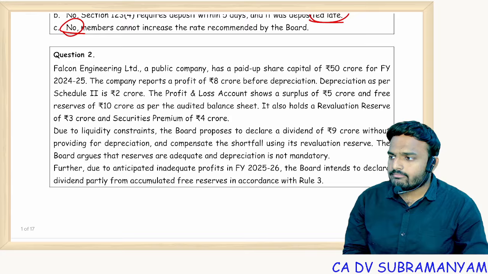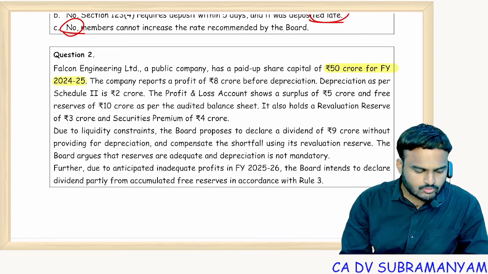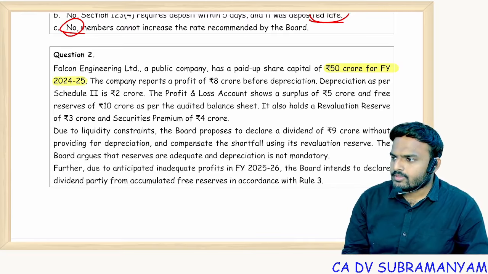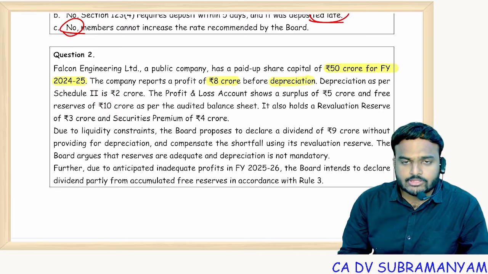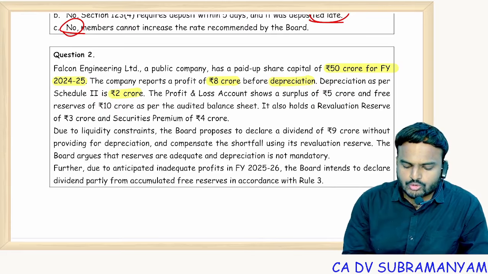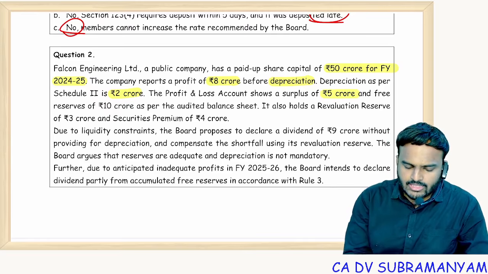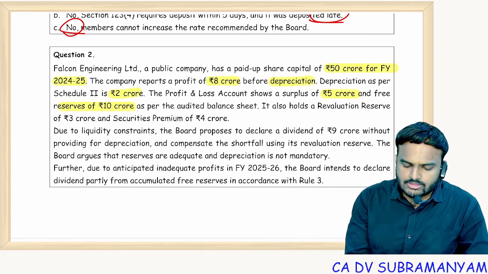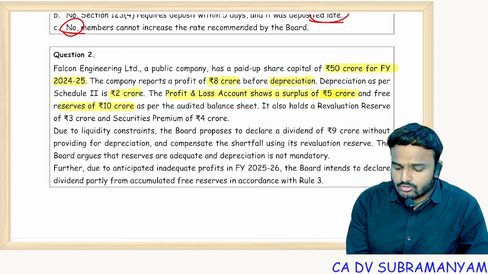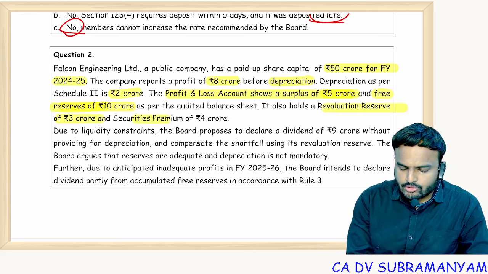Falcon Engineering Limited, a public company, has a paid up share capital of 50 crores for financial year 24-25. What is the paid up share capital? 50 crores. The company reports a profit of 8 crores before depreciation. Depreciation as per Schedule 2 is 2 crores. The profit and loss account shows a surplus of 5 crores and free reserves of 10 crores as per the audited financial statements. So this is the profit and loss account balance of 5 crores and this is free reserves, general reserves 10 crores. It also holds a revaluation reserve of 3 crores and securities premium of 4 crores.